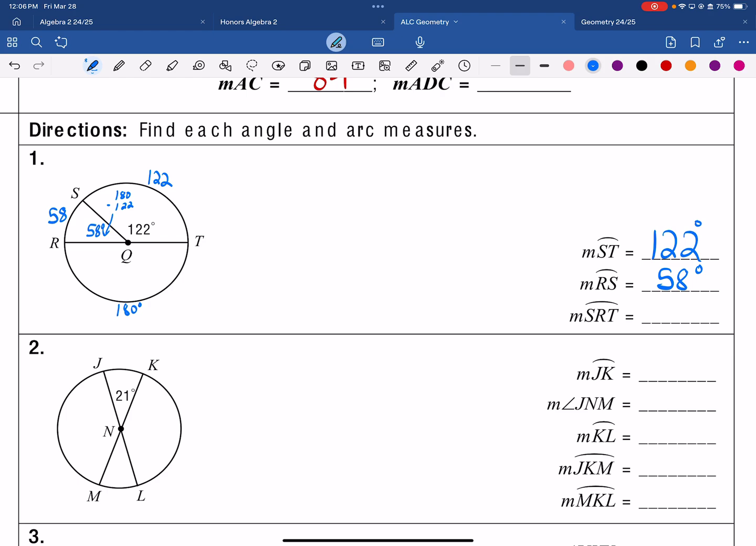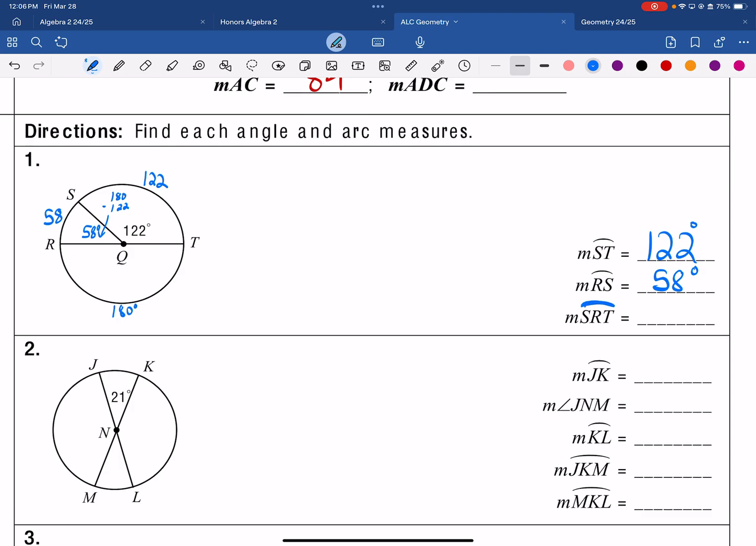The last one says arc SRT. Now, a couple things about this SRT. It's an arc. And I know it's an arc because it has the symbol of an arc over the top of it. So if it has a symbol of the arc over the top of it, you have to go around the circle. You can't cut through. A common error when you see something like SRT is to go from S to R over to T. You can't do that. SRT is this direction through R over to T. So we're looking for the measure of this whole arc. Well, how am I going to find the measure of that whole arc?